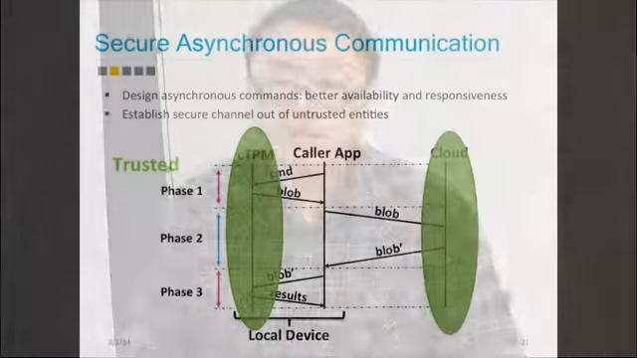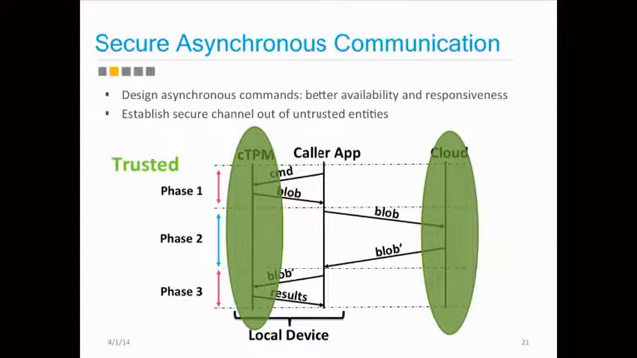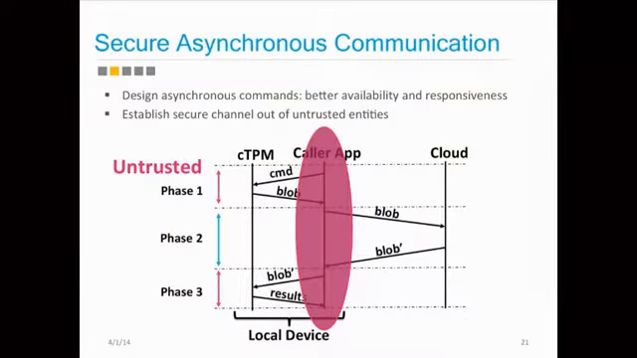And next, I want to remind you that here only cTPM and the cloud are trusted. The caller app is not trusted. So here, essentially, we create a secure communication channel based on entities we do not trust.